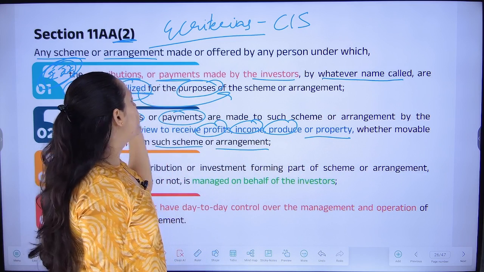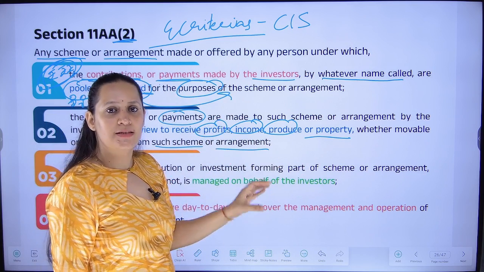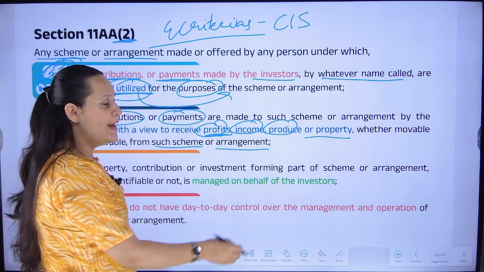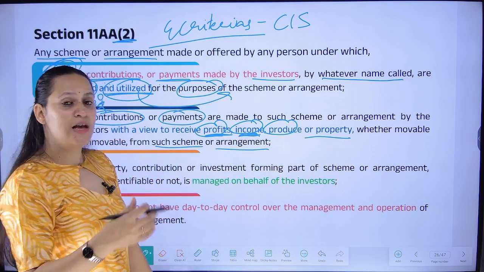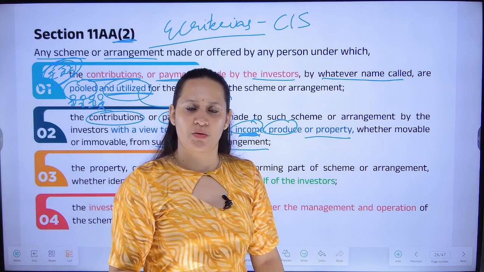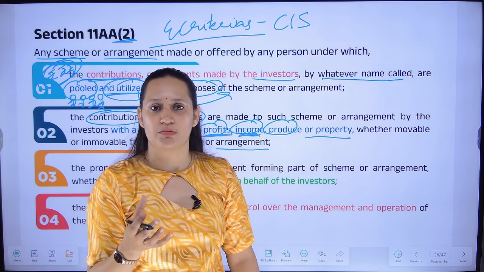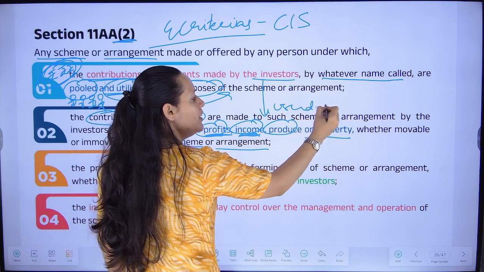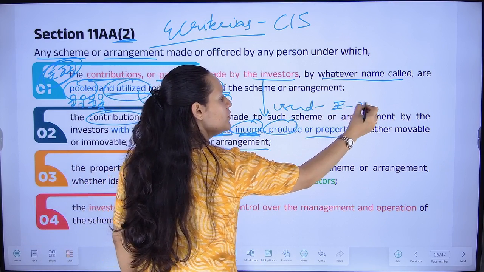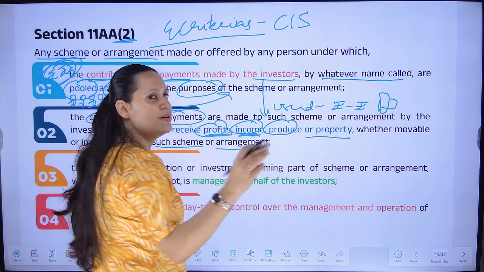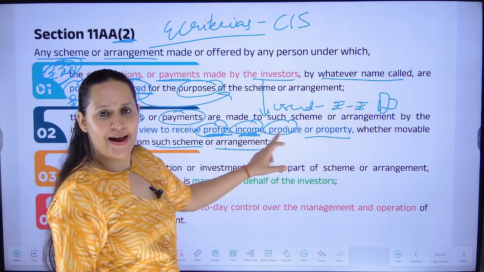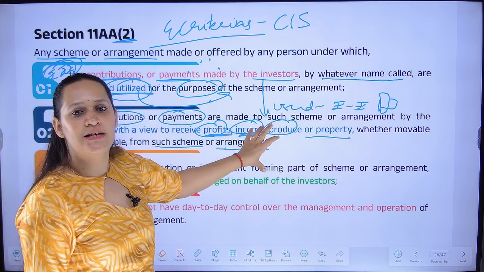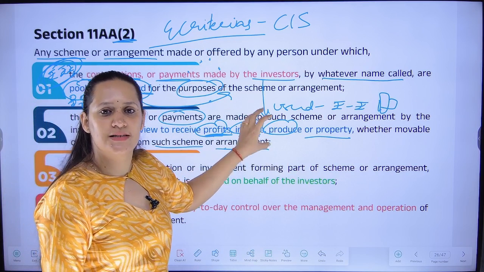The person who is going to launch that particular scheme is going to take that subscription money, contribution or payment from the investors, ultimately with the objective of making some kind of profit, income, or buying some kind of property, movable or immovable. Whatever the objective, the money that is being received should be used for generating a further sum of money or some kind of property, income, returns, profit. So money that is collected in the first step should be utilized for earning some kind of returns, income, etc. in the second step.